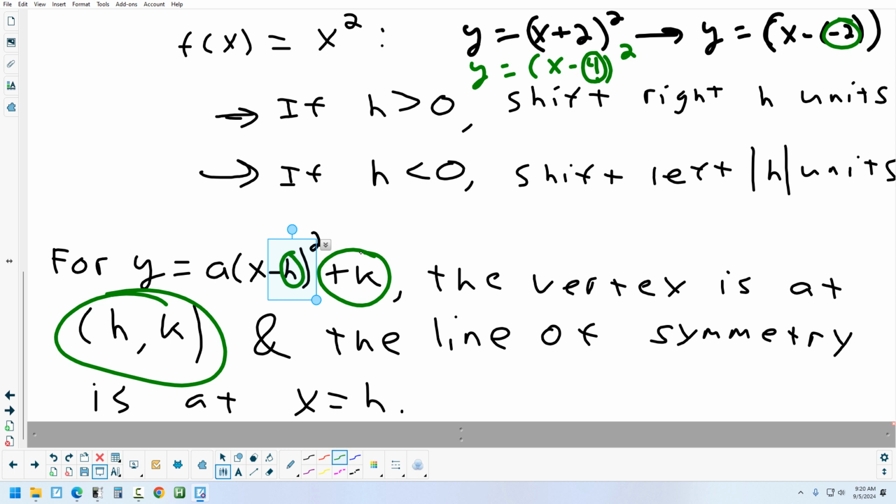Okay, and the line of symmetry. If you shift the parabola left or right, that will affect the line of symmetry. How come shifting up or down wouldn't affect the line of symmetry?